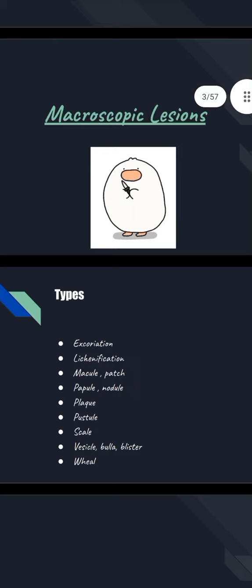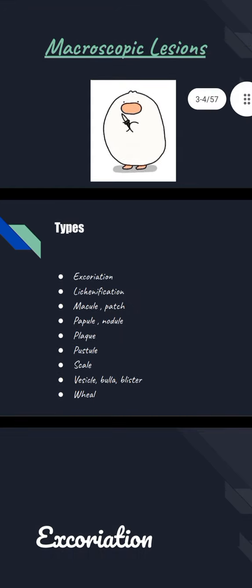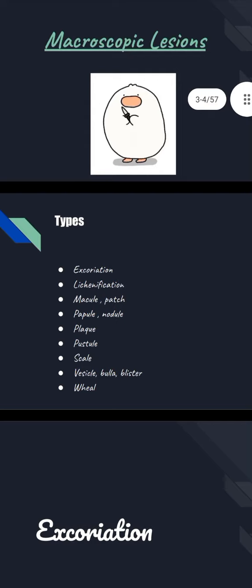Macroscopic lesions. There are a few types of skin lesions. Number 1, excoriation. Number 2, lichenification. Number 3, macule, patch. Number 4, papule, nodule. Number 5, plaque. Number 6, pustule. Number 7, scale. Number 8, vesicle, bulla, blister. Number 9, wheal.